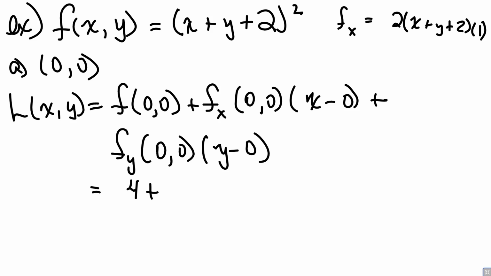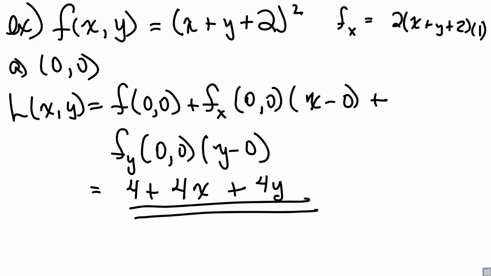And if we evaluate that at 0, 0, what do we get? 4. Okay, so it's going to end up being 4x plus, if we do the partial with respect to y, it's going to be the same derivative. And if we evaluate it at 0, 0, we're going to get what? Yeah, 4y. So this will be the approximation at the point 0, 0. Okay. Any questions there?